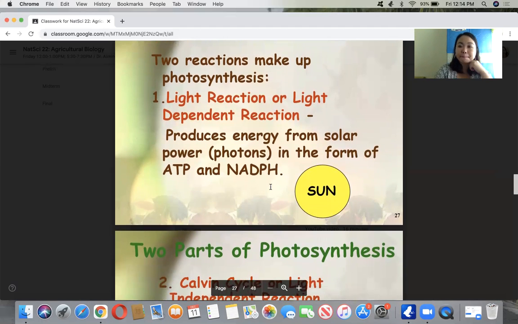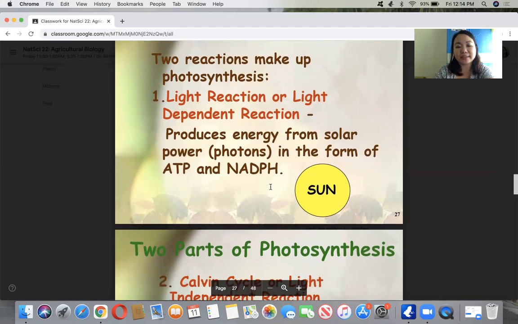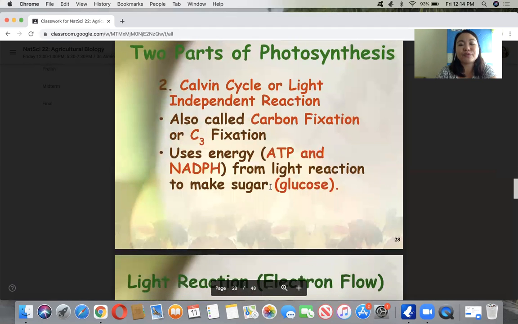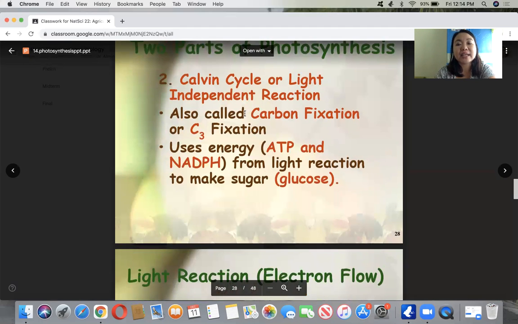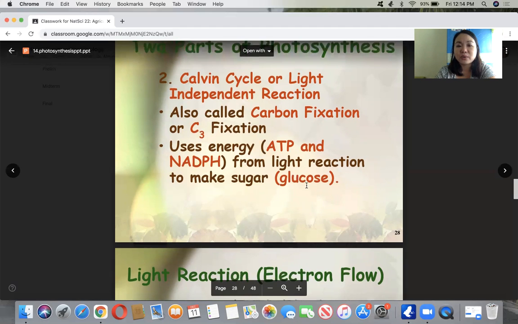But it must first start with the presence of sunlight. So the second part, therefore, is the Calvin cycle or the light-independent reaction, also called carbon fixation or C3 fixation, which uses ATP and NADPH from the light reaction to make sugar or glucose.